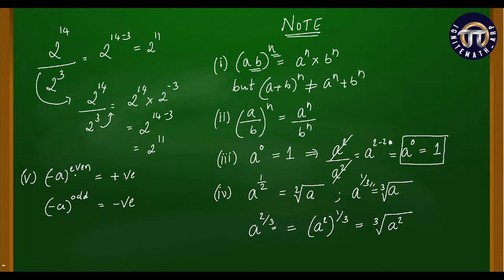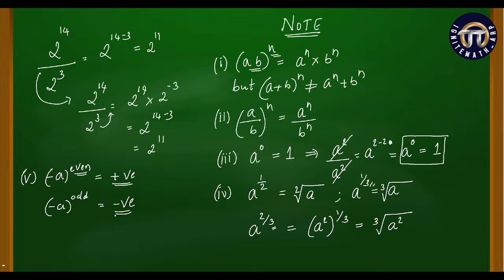Okay, so a negative number raised to the power of an even number gives a positive answer, and a negative number raised to the power of an odd number gives a negative number. Clear, children?